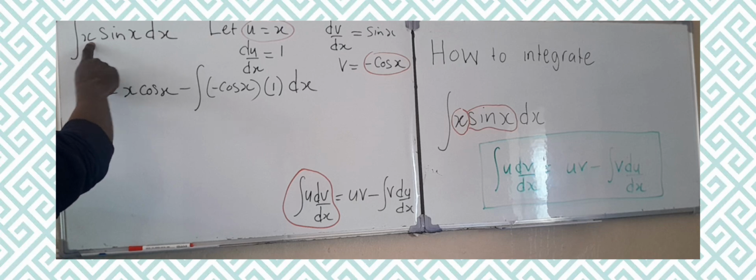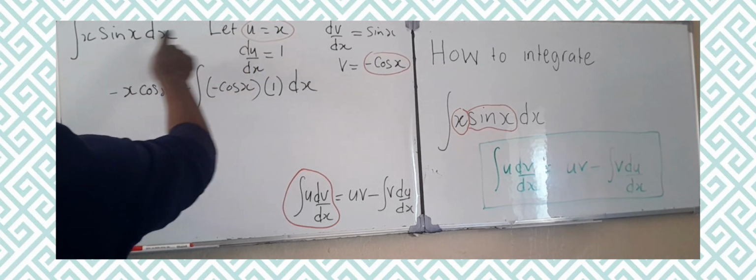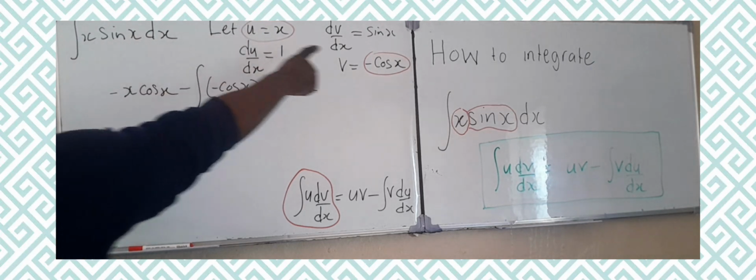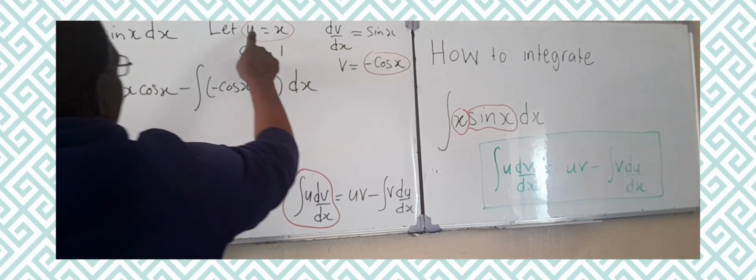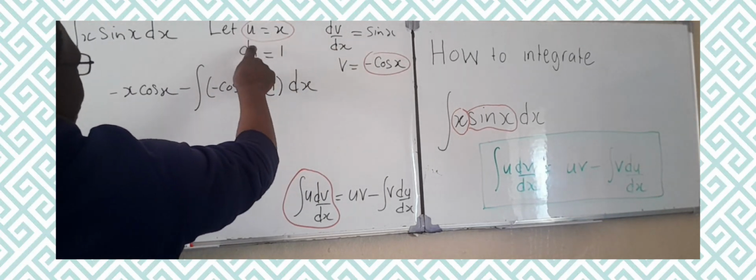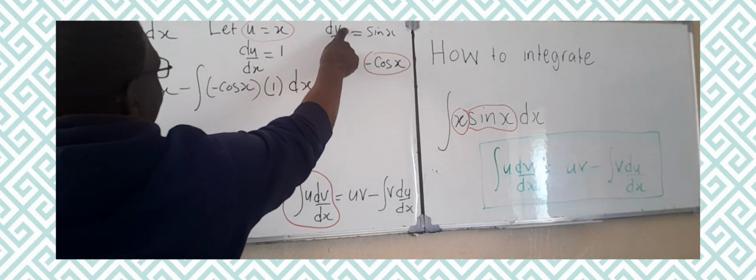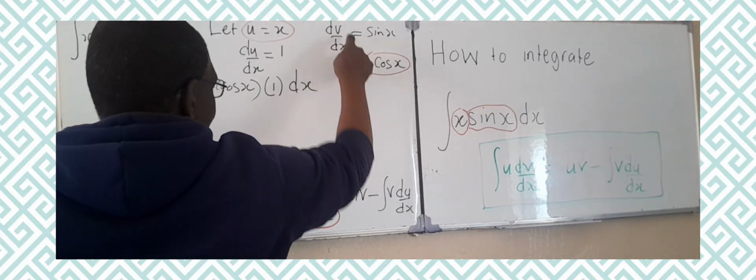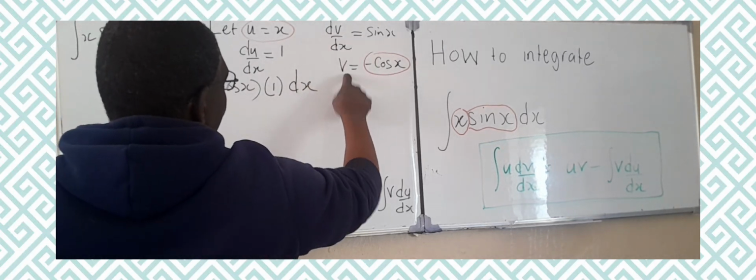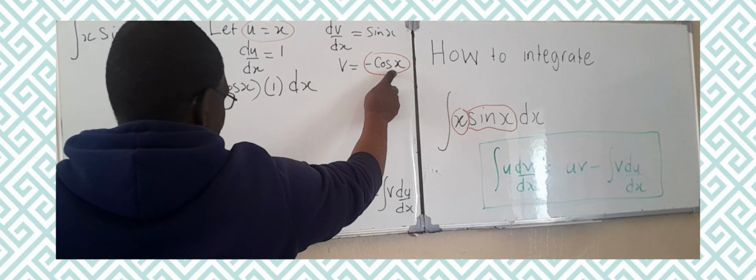x, we said, is equal to u. dv/dx is sine of x. u is equal to x. Differentiate u with respect to x, you get 1. dv/dx is equal to sine of x, so therefore integrate, v is this, and you get minus cosine of x.